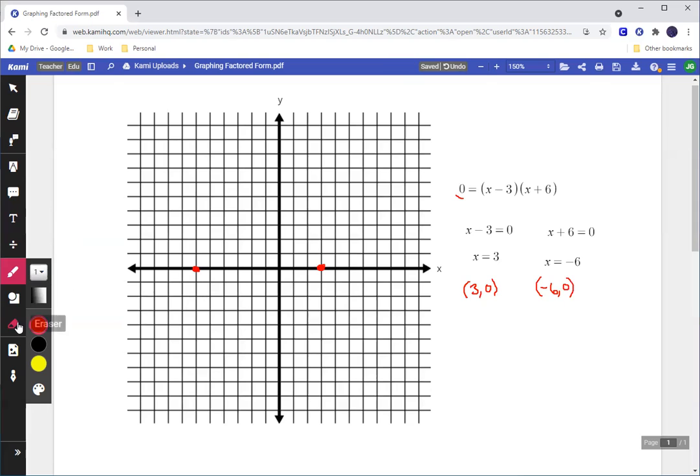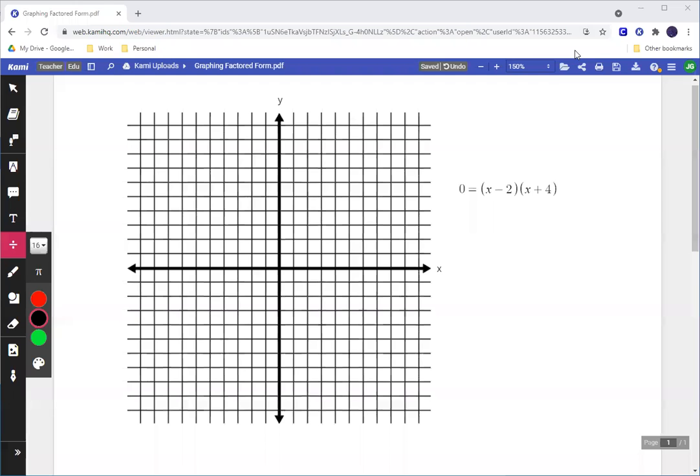Okay, let's try another problem. This time I've written a different equation, and we're going to find the x-intercepts to this equation. Knowing that we're looking for x-intercepts, we can replace this y with a 0, and then we can solve for x.